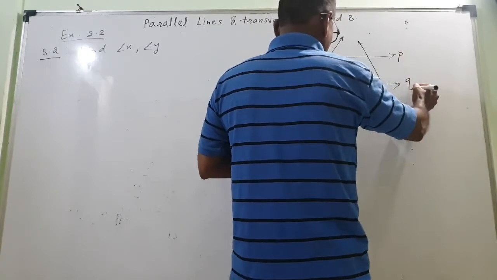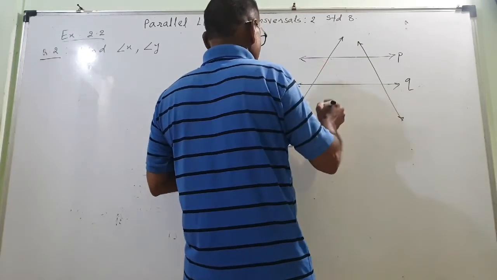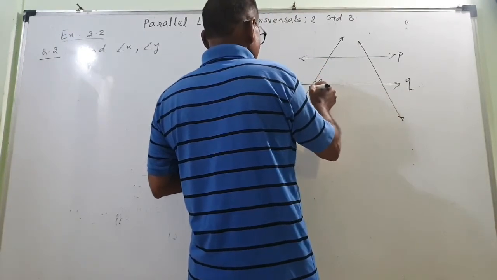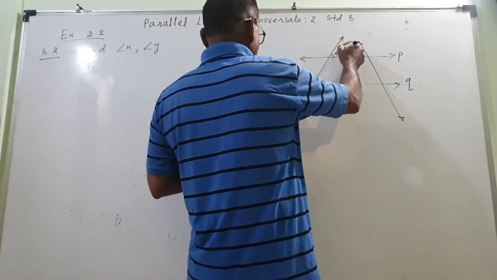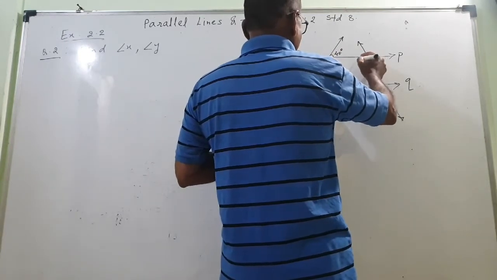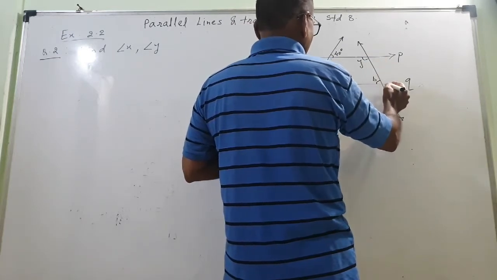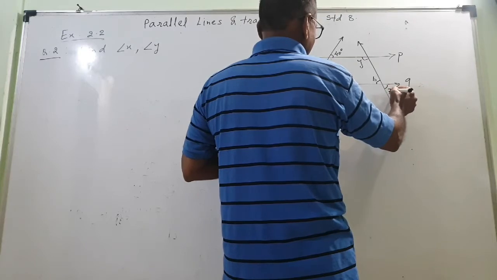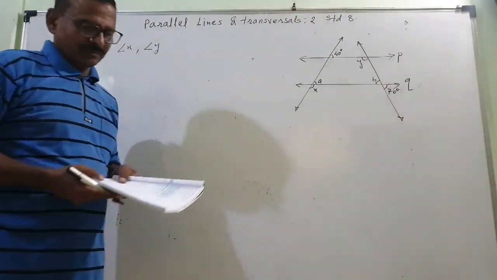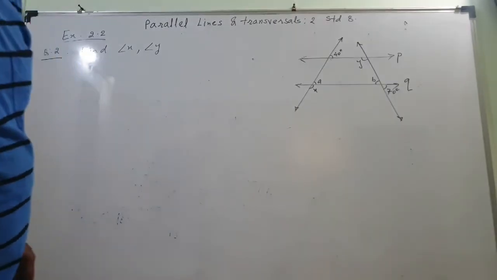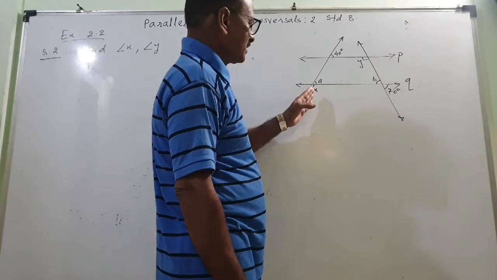P, Q, this is A, this is X, this is 40 degree, this is Y, this is B, and this is 70 degree. So we have to find X and Y. So how can I find this X?